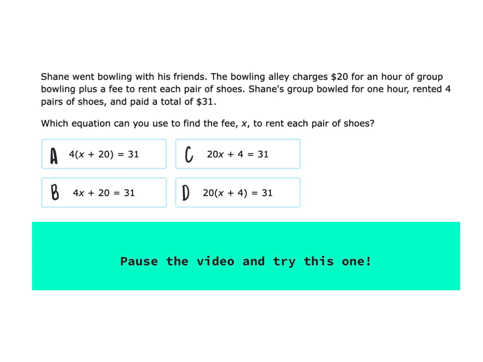Try this problem yourself. Shane went bowling with his friends. The bowling alley charges $20 for an hour of group bowling plus a fee to rent each pair of shoes. Shane's group bowled for 1 hour, rented 4 pairs of shoes, and paid a total of $31. Which equation can you use to find the fee, x, to rent each pair of shoes? Pause the video and try this one out.